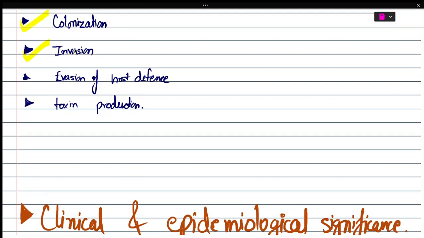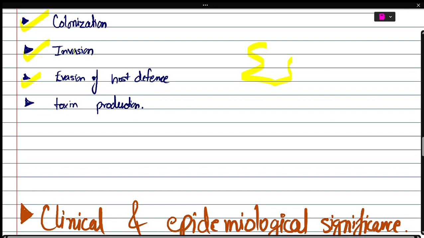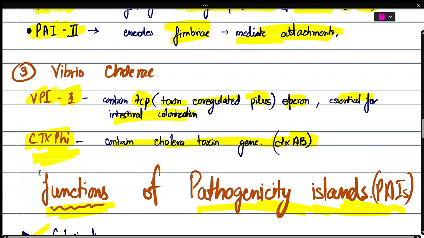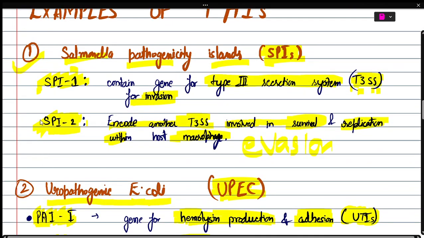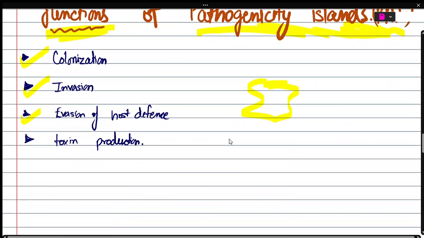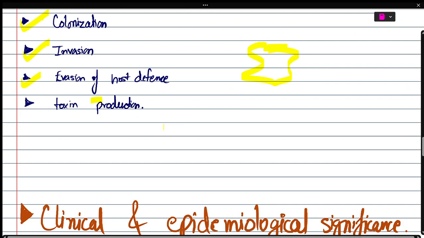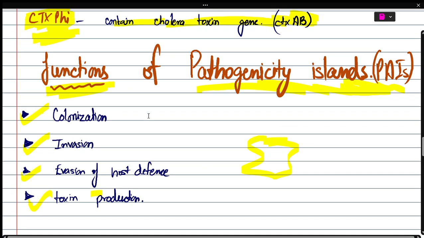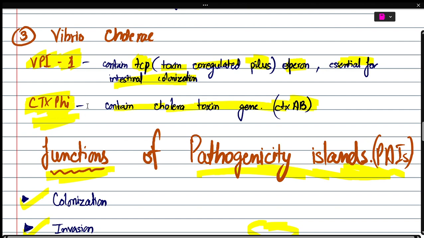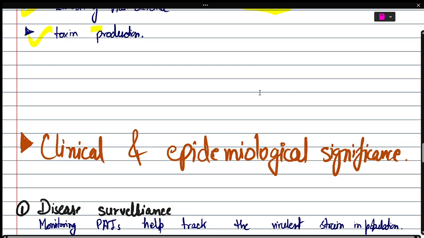Then you have evasion, as I told you right now, evasion from macrophages. SPI2 encodes another type 3 secretion system, T3SS, which is involved in survival and replication within the host and evasion from macrophages. Then you will see toxin formation also. This is in Vibrio cholerae CTX-PHI, which contains the cholera toxin genes CTX-AB. So these were the functions of pathogenicity islands, PAIs.